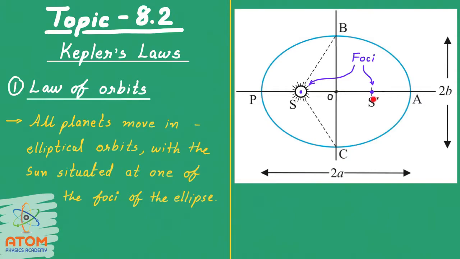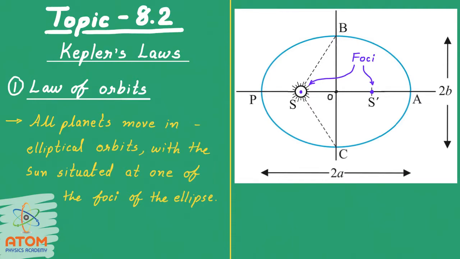Here S and S dash are foci of this elliptical shape. Alright. So Kepler said that all the planets move in elliptical orbit, keeping the sun at one of its foci. And you can see here that sun is situated at the first foci. Here you can see that Kepler's first law is different than the statement given by Copernicus.